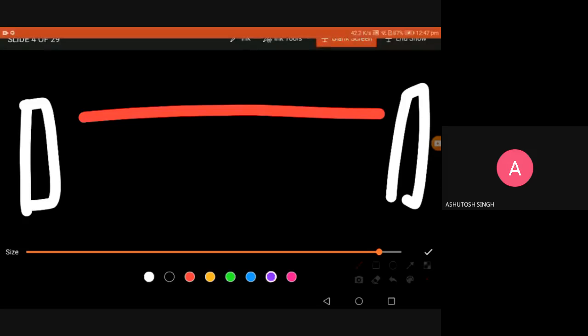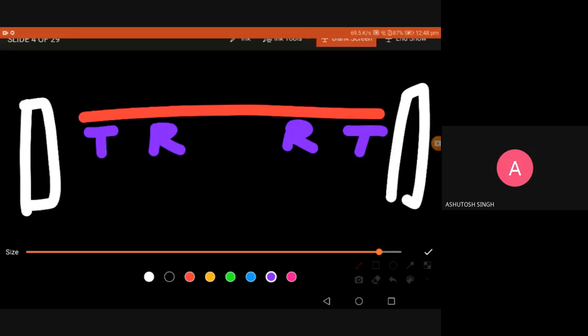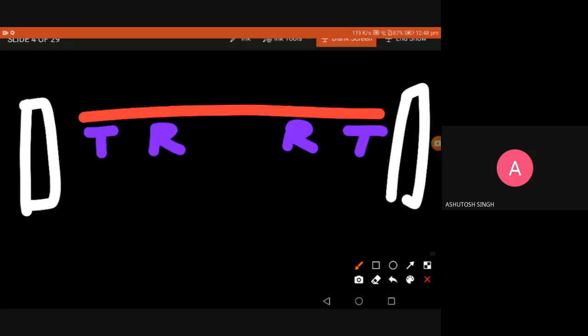There's a transmitter and receiver of module 1, and another transmitter and receiver of module 2. I have kept a small separation between the transmitter and receiver of each sensor. So what is my idea? When the transmitter is transmitting something and the receiver is receiving that, it means my surface is white, right?